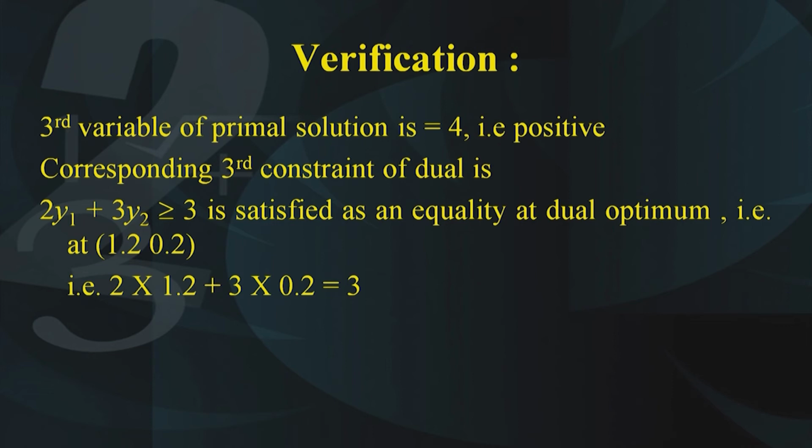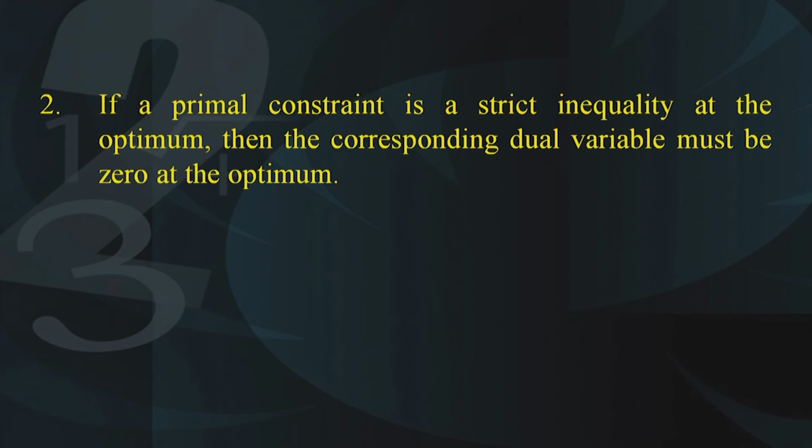So, according to this condition, if there is a primal variable which is greater than 0 at the point of optimality, then the corresponding dual constraint is satisfied as an equality at the optimum. Second condition, if a primal constraint is a strict inequality at the optimum, then the corresponding dual variable must be 0 at the optimum.